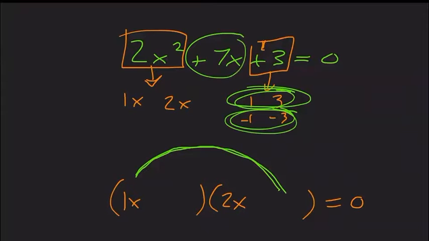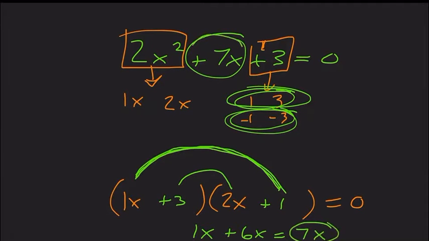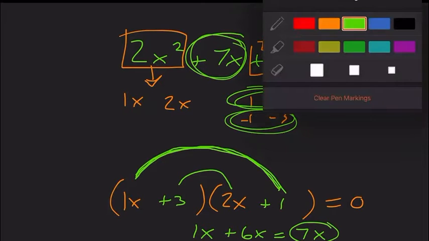Let's put +3, +1. So first multiply the 2 on the outside. 1x times 1 is 1x. Multiply the 2 on the inside. 3 times 2x would give us 6x. 1x plus 6x is 7x. So it looks like we got what we wanted. We wanted a 7x. So we factored it, and that's it.